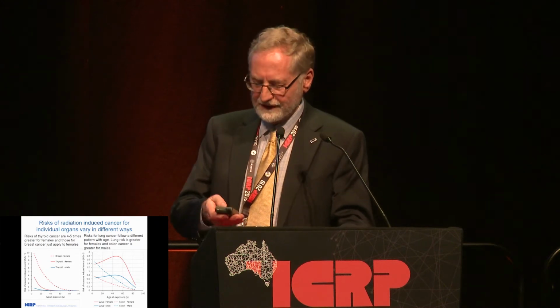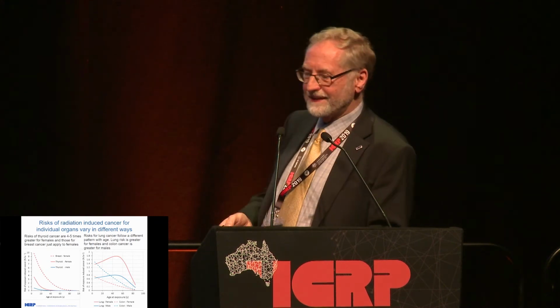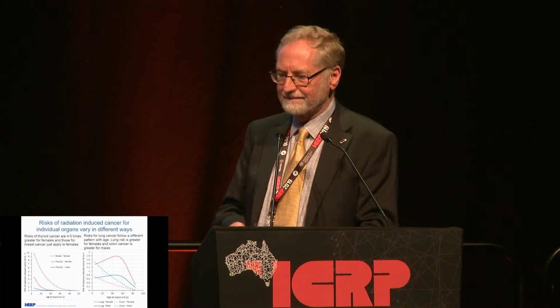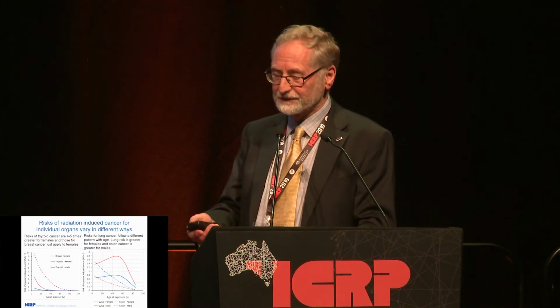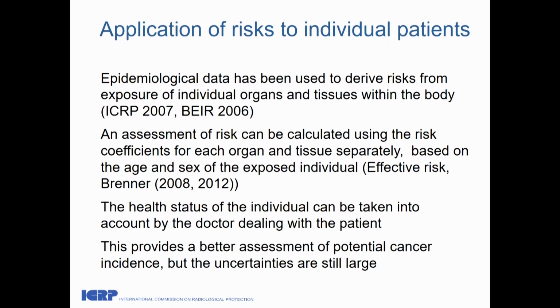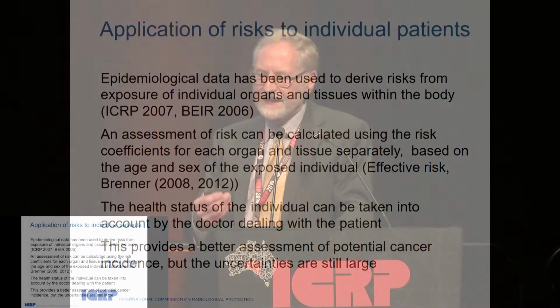If we look at lung cancer, the risk rises in midlife, with contributions from smoking. It's also greater for females, whereas the risk for colon cancer is greater for males. All of these vary with age and sex and have different forms. So the epidemiological data has been used to derive risks from exposure of individual organs and tissues by ICRP and BEIR. An assessment of risk can be calculated using the risk coefficient for each organ and tissue separately, based on age and sex of the exposed individual.